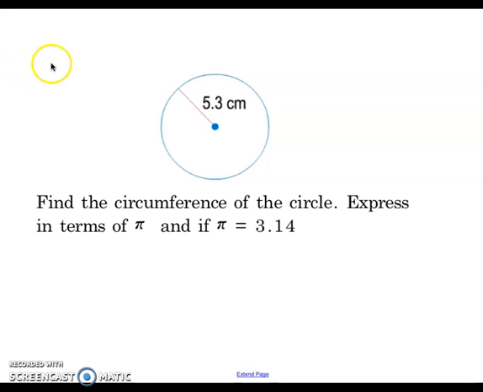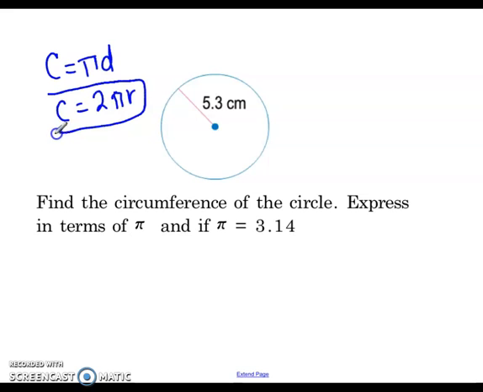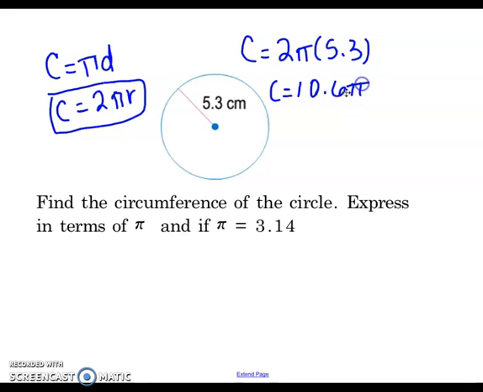So the next example is similar, but we're going to use the different formula. So you have circumference equals pi d, or circumference equals 2 pi r. In this case, when looking at the circle, you're given the radius. So the best formula to use is the second one. So we sub in 5 3/10 for the radius. So you get circumference equals 2 pi times 5 3/10. Then when you multiply 2 times 5 3/10, you get circumference equals 10 6/10 pi. That would be how you'd leave it in terms of pi.